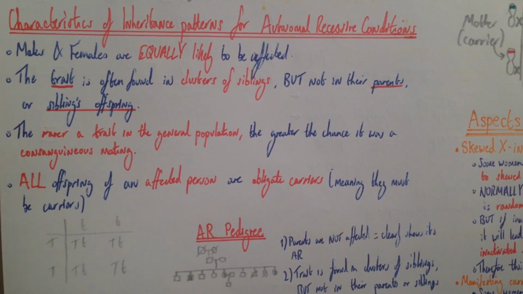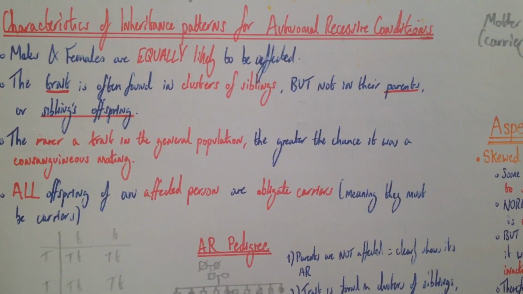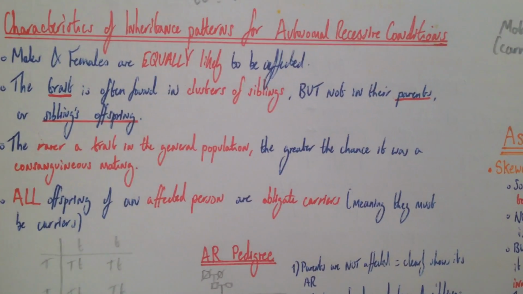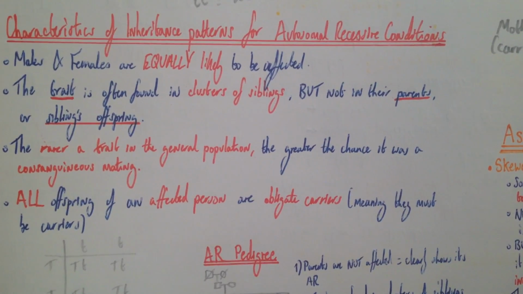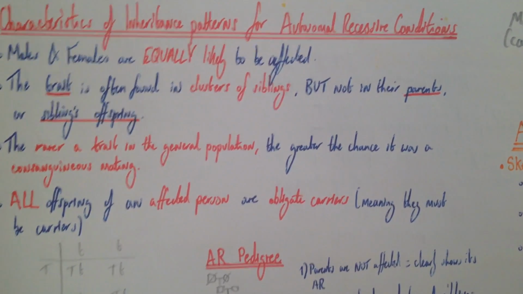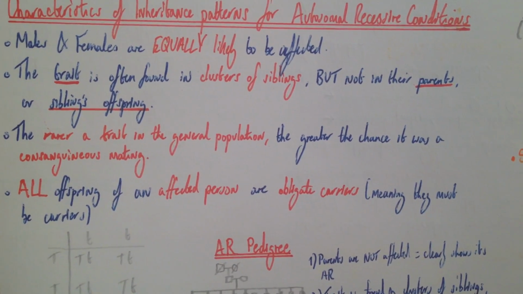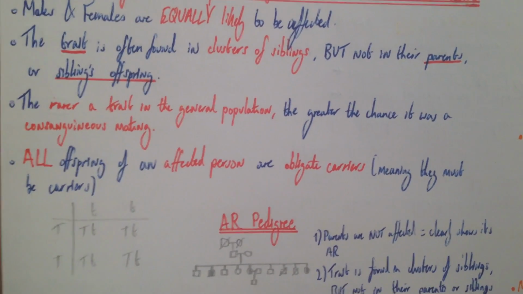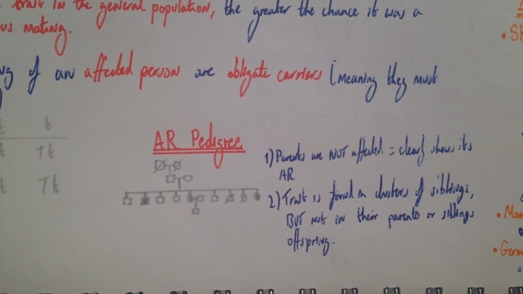All offspring of an affected person are obligate carriers. And that's something I was trying to say when I had that moment of proper mind melt a few moments ago. So if an affected person is mating with anyone, then their children are either going to be carriers or they're going to be affected. Cool. So here is a pedigree for an autosomal recessive condition.